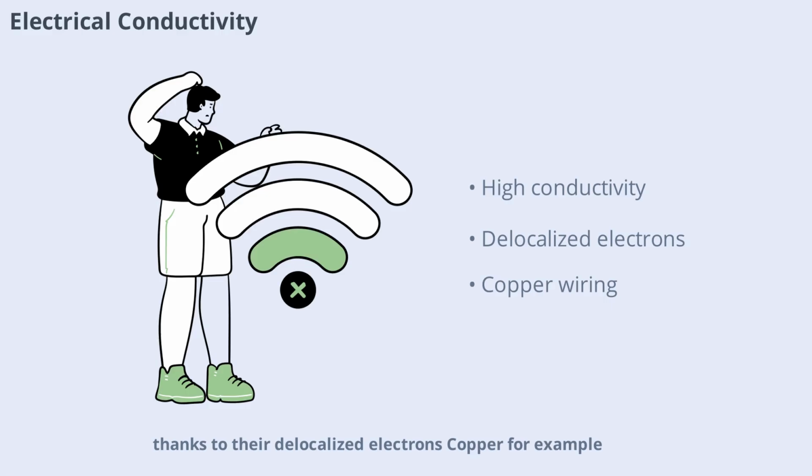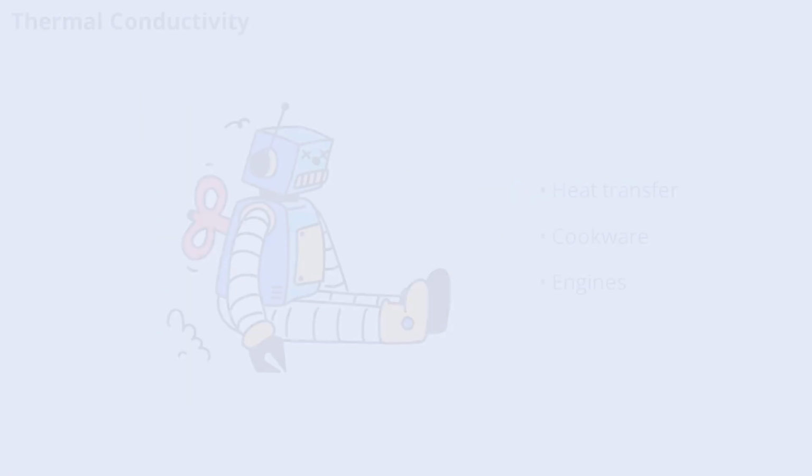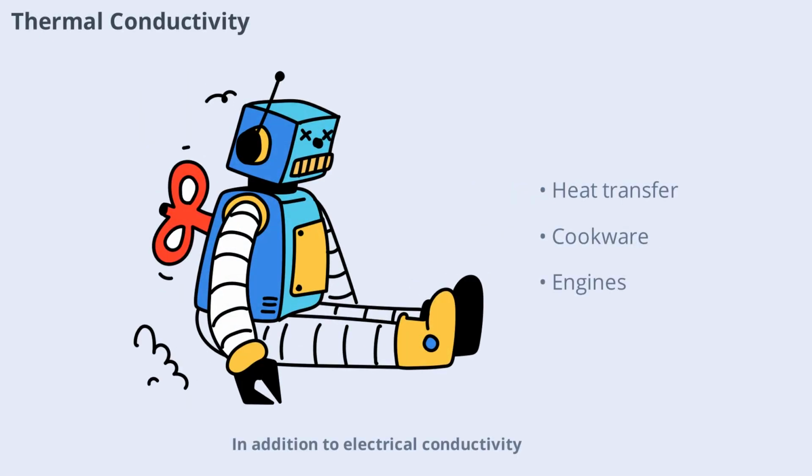Copper, for example, is widely used in electrical wiring due to its low resistance and high conductivity. This property is a direct result of their unique electronic structure and metallic bonding. In addition to electrical conductivity, transition metals also excel at conducting heat. This makes them ideal for use in cookware, heat exchangers, and engines. The efficient transfer of heat is another benefit of their metallic bonding and the presence of mobile electrons.